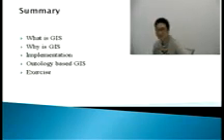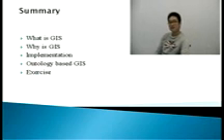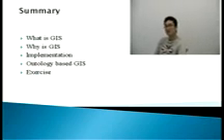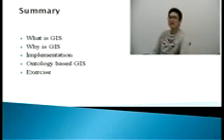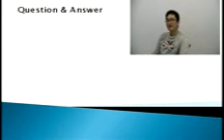In conclusion, GIS is a very useful tool, especially ontology-based GIS can improve the performance of searching information in real life. Okay, any questions?